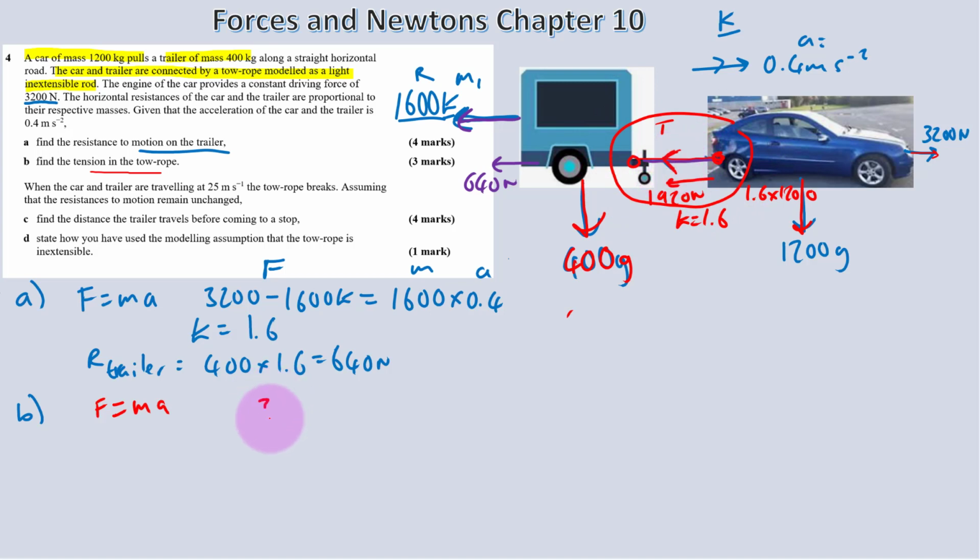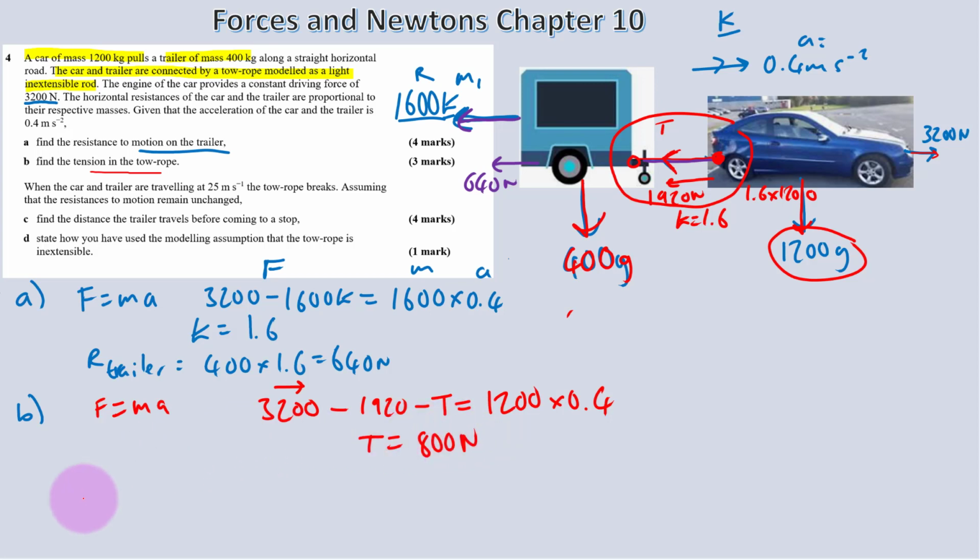So we're going to get the total force is the 3200, because that's going this way, minus the 1920 of the car, and minus the tension. And that's going to equal, because we're using the car as a system, let's use the mass of the car. So that's 1200 times a, which is times 0.4. And if you resolve that, then T will equal 800 newtons.